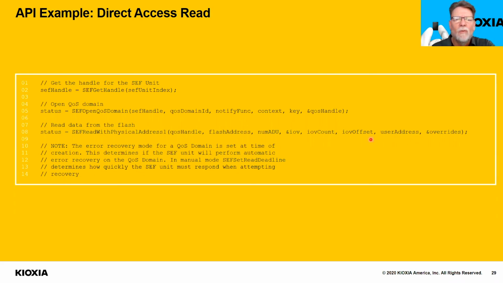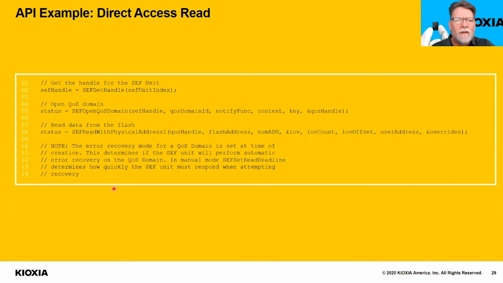And when we perform the read of the physical flash address, we will read the associated metadata and compare it to the expected LBA as a data integrity check that the data being read from the flash itself is the data that was expected. And finally, once again, we have a pointer to an override structure that would allow you to override either the default queue assignments or the operation weights.